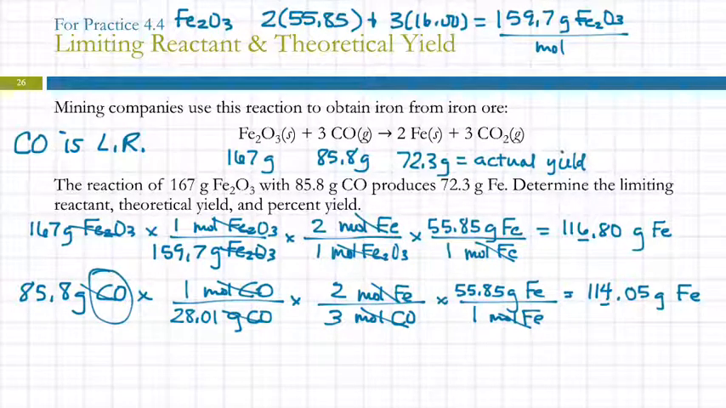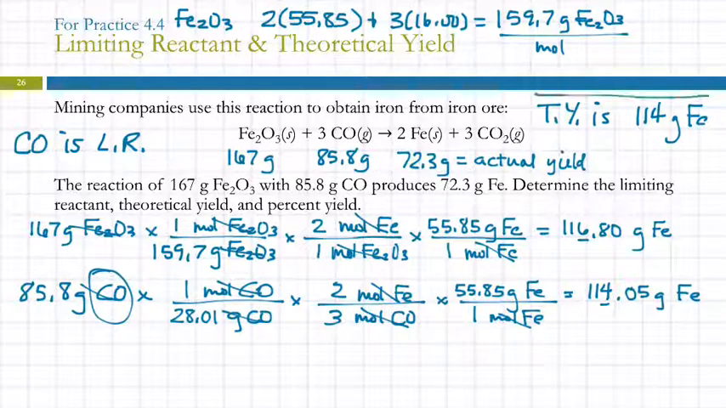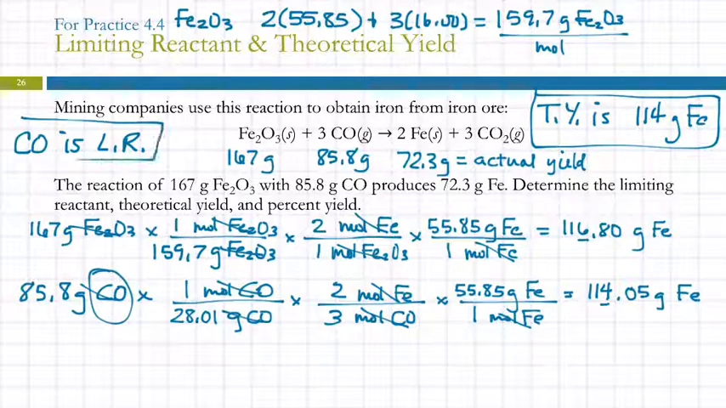If I'm going to report it as a final answer, I'm going to round it to the correct number of significant figures. So Ty, theoretical yield, is 114 grams of iron. So that's one of my answers, and I've got this answer over here. And then it asks for the percent yield.